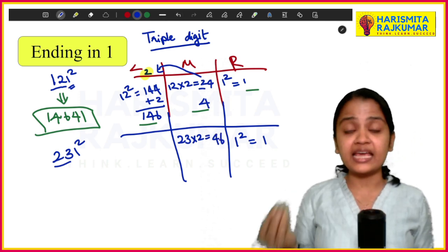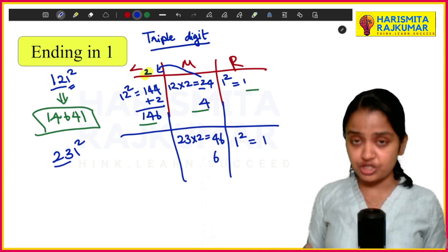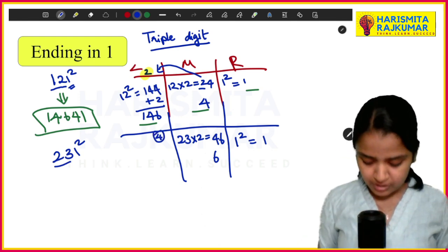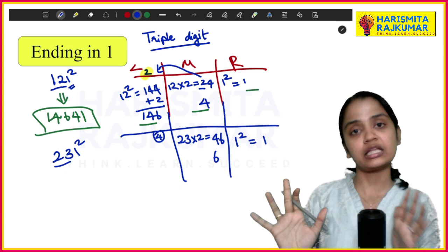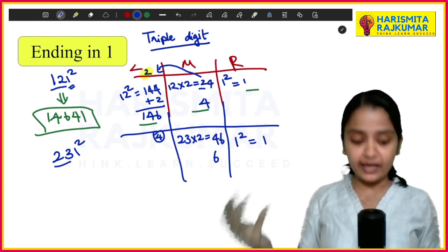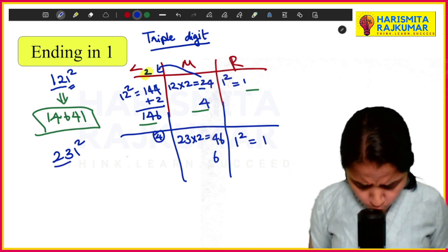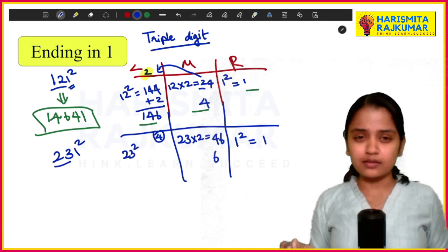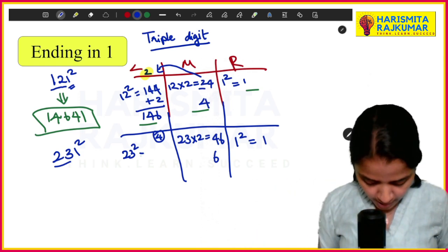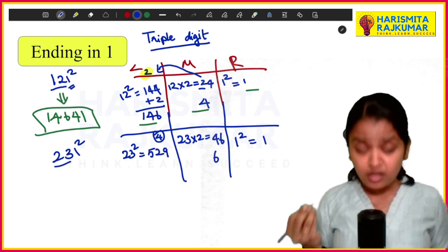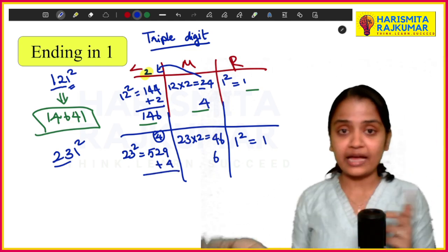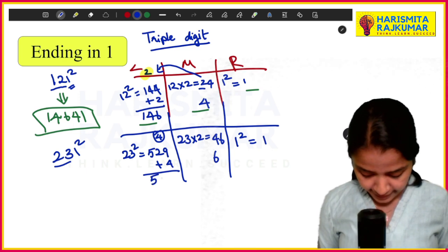46, and I have to keep the unit digit as such, and take the 4 to the next left-hand side. I'm circling this 4 to mention that it is carry forwarded. Now I have to find 23 square. You'll know that, because it's a smaller number. 23 square is 529, and to 529 I have to add 4, which I carry forwarded. What will I get? I'll get 533.